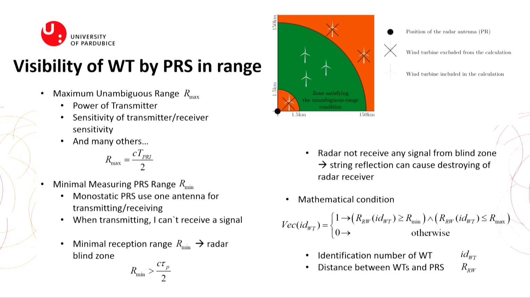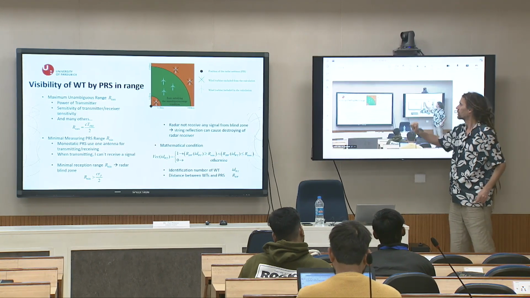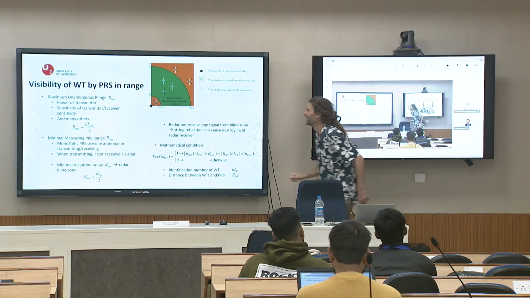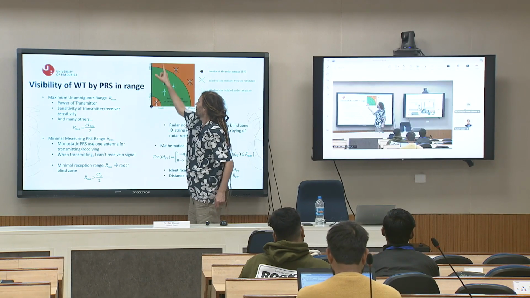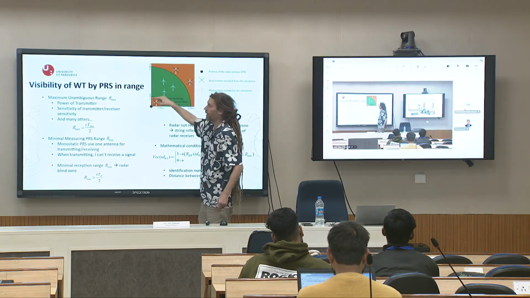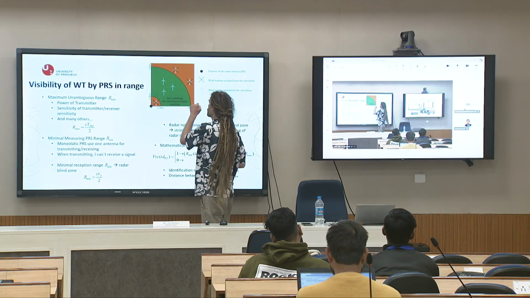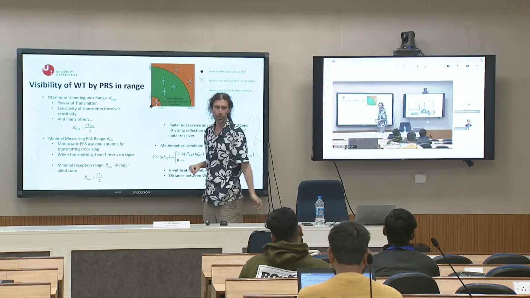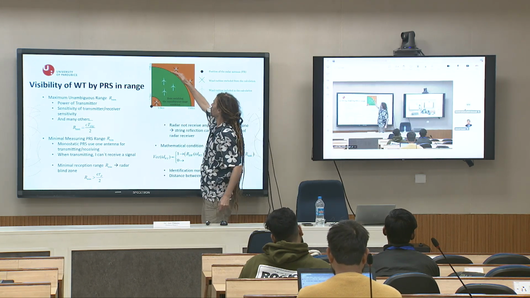I think I can skip this one because it is the maximal and minimal distance. We already discussed it and we have a tutorial. So what is the mathematical condition? It is in each range bin, so you can see a grid and you check whether it is possible or not in that range. You will ignore this, you will ignore this.